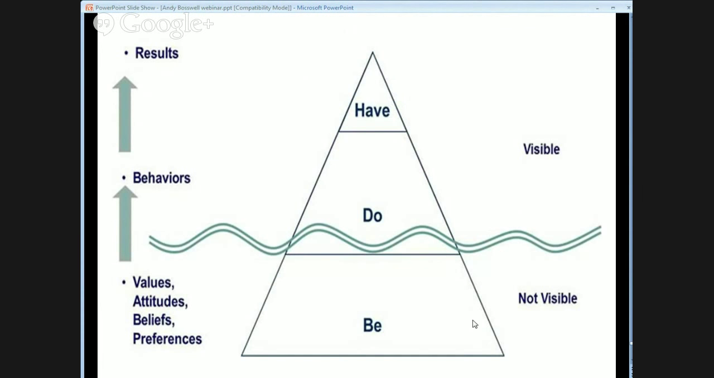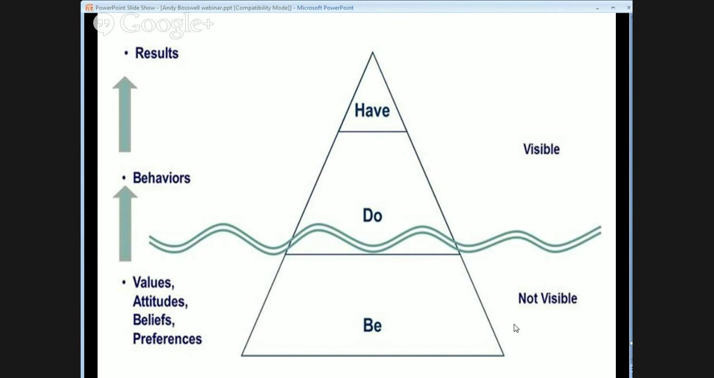You see, it's not about doing the things to have the possessions. You've got to become the person. You've got to adopt the values, the attitudes, the beliefs, the preferences. You've got to put this information into your body, into your mind, so that you can start to become the kind of person that does the things, that gets the things that you want to have.